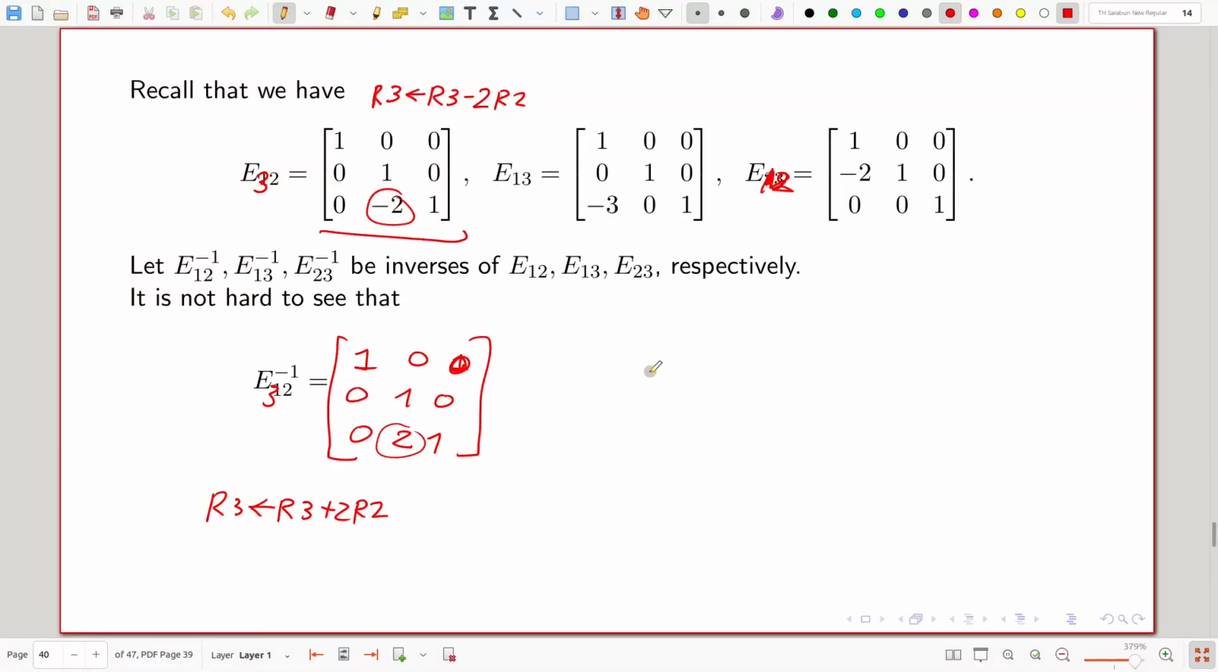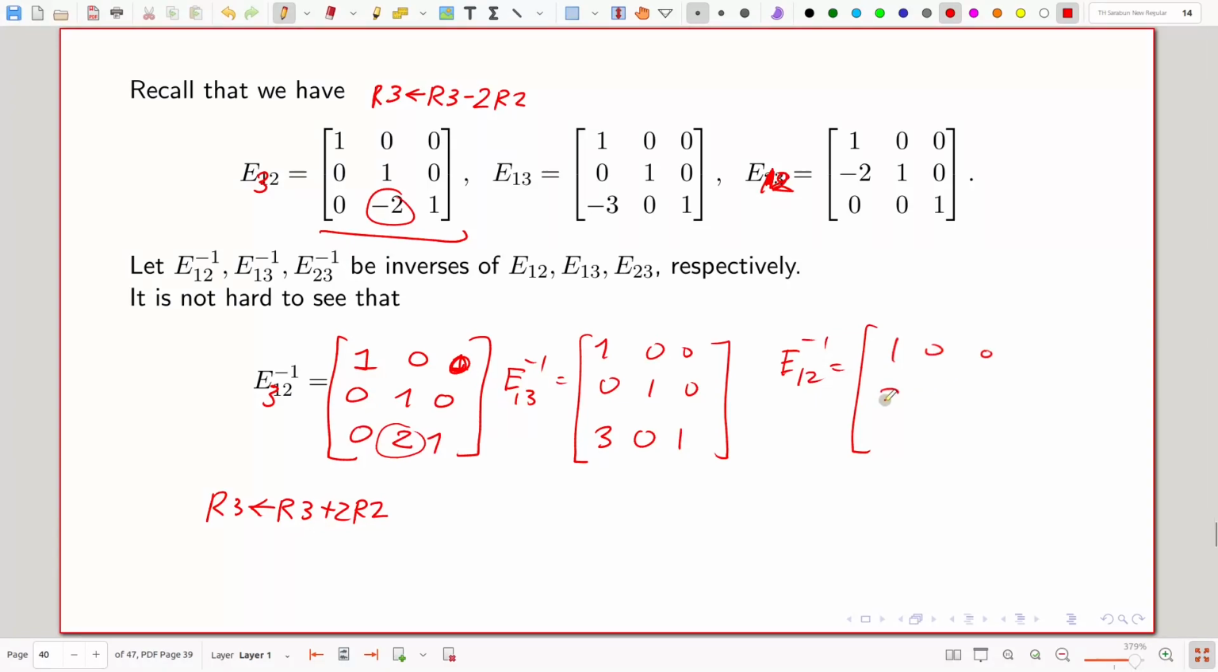And what is the inverse of E13? 1 0 0, 0 1 0, 3 0 1. And finally, what is the inverse? So it's 1 0 0, 2 1 0. Okay, so that's the inverse.